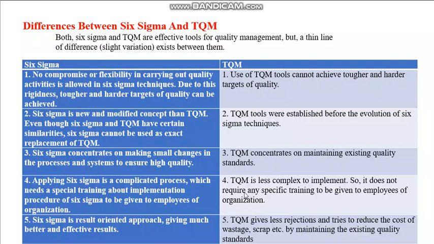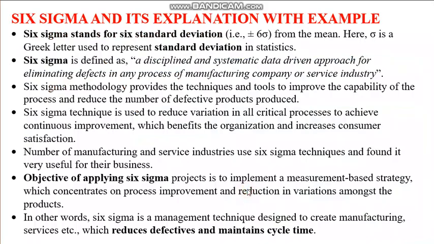So here, TQM tries to reduce the cost by avoiding wastage, scrap, etc. Okay, and now let us see Six Sigma with explanations. Okay, Six Sigma stands for 6 standard deviations from the mean. Now mean means, if you say X bar is the mean, from that, here sigma is the Greek letter used to represent standard deviation in statistics.